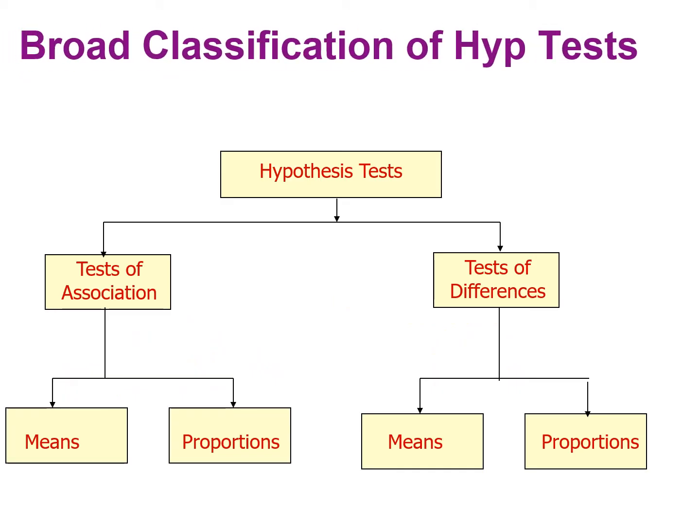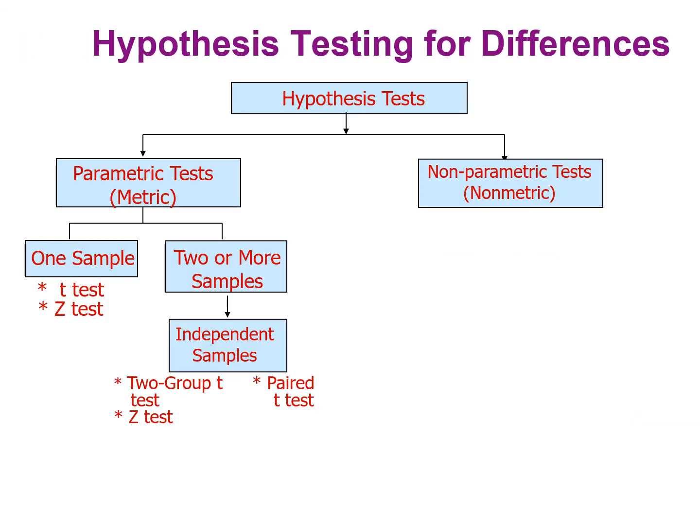So this is the broad classification of hypothesis testing. There are tests of association, and there are tests of differences. There are parametric tests and non-parametric tests. In parametric tests, there are the t-test and z-test, and these are further categorized as one sample test, two sample test, or independent sample test.